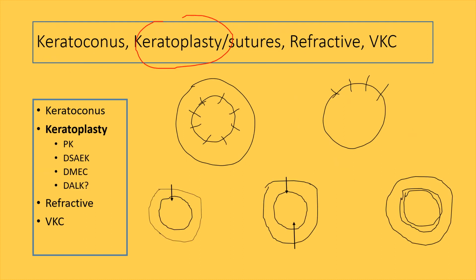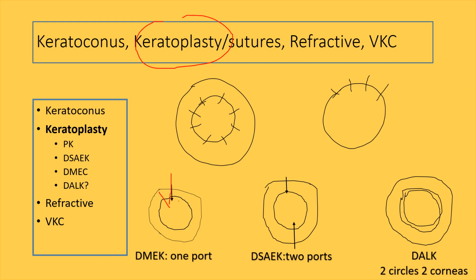And now about the keratoplasty. This one has got one arrow, and that is for the DMEK, because for the DMEK you have got one main entry port. This one is for the DSEK with two arrows, because we have got two main entry ports for the DSEK. And for the DALK you have got two circles, which means some part of the cornea is recipient and some part of the cornea is donor's cornea. Then a circle with the radial spokes is for the penetrating keratoplasty, and these ones are the cataract sutures.